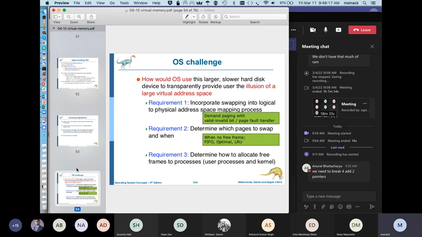So let's move into the third requirement then. After you decided pages to swap, victim pages and so on, you found a victim page. Even at the beginning, you have a bunch of free frames. So the third requirement for the operating system for this virtual memory is how to allocate frames to processes. You have a bunch of free frames, great. How do you divide them among processes?